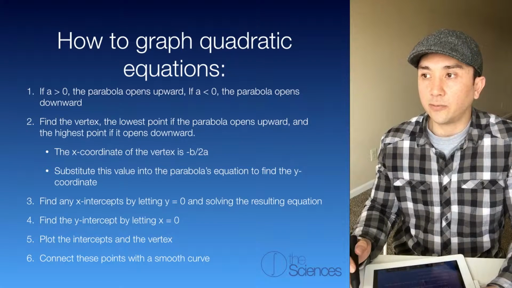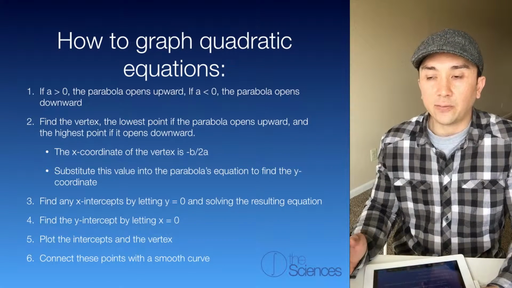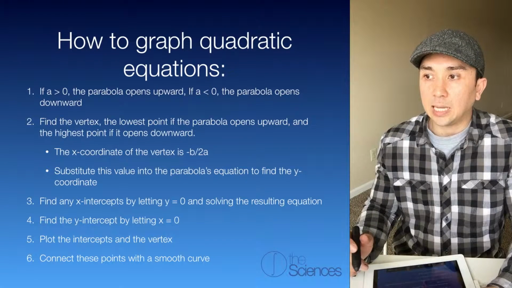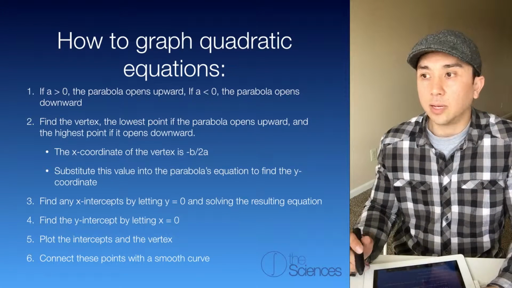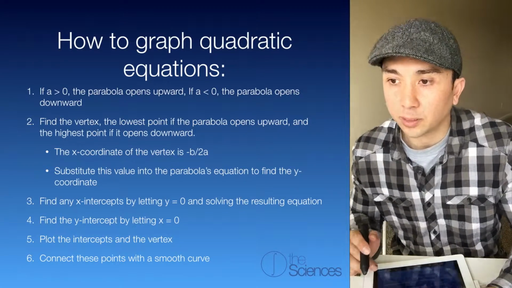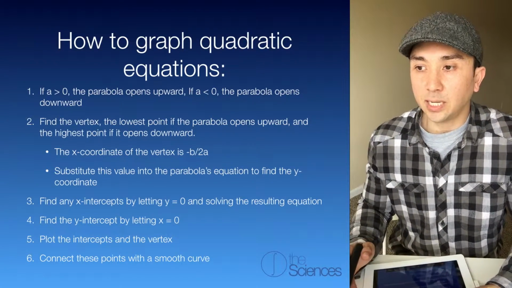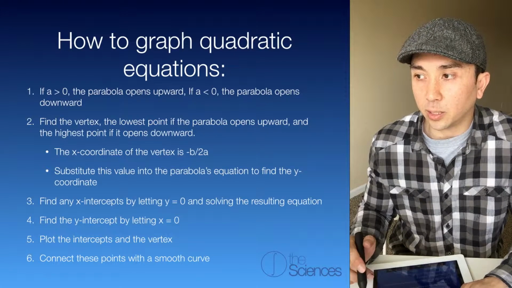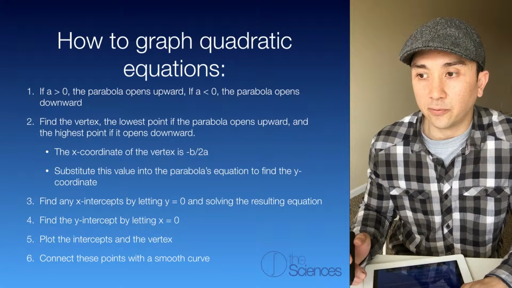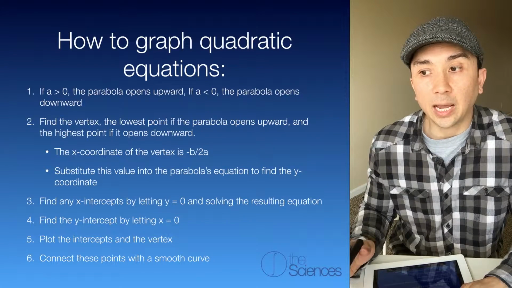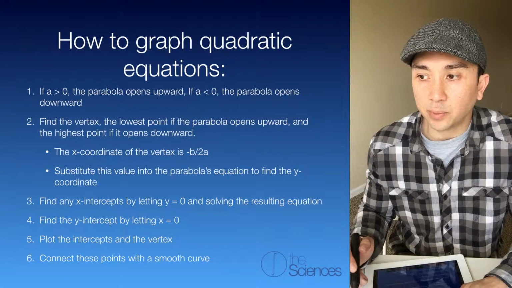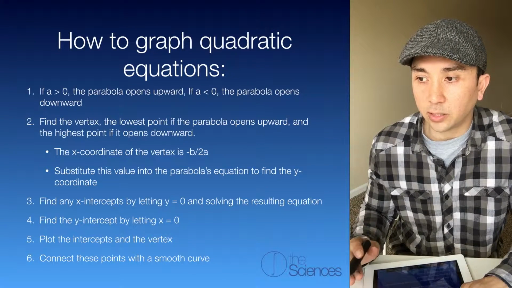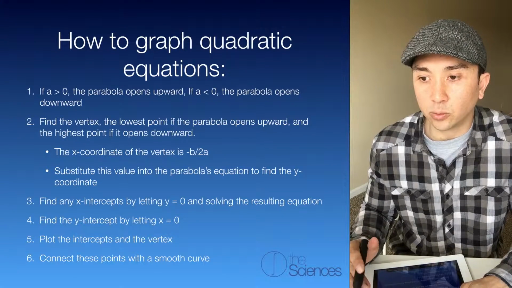So here's how to graph quadratic equations. If a is greater than 0, the parabola opens upward. If a is less than 0, then the parabola opens downward. Now you're going to find the vertex, the lowest point of the parabola if it opens upward, or the highest point if it opens downward. The x-coordinate of the vertex is negative b over 2a. You're going to substitute this value into the parabola's equation to find the y-coordinate.